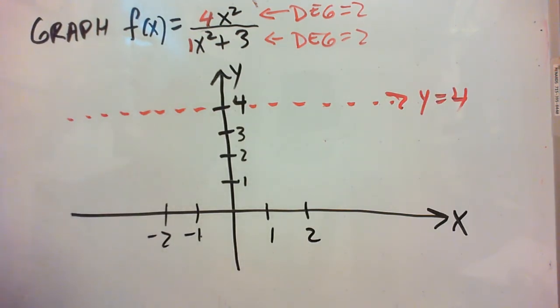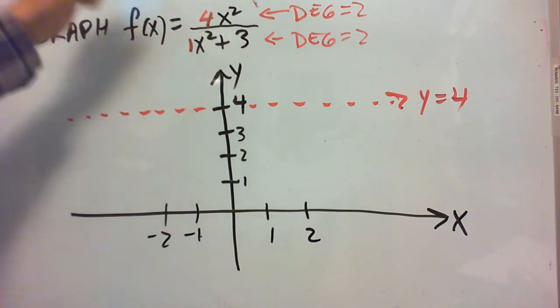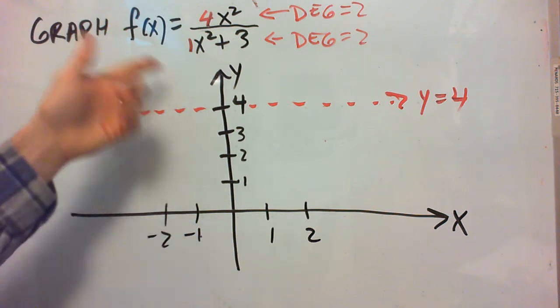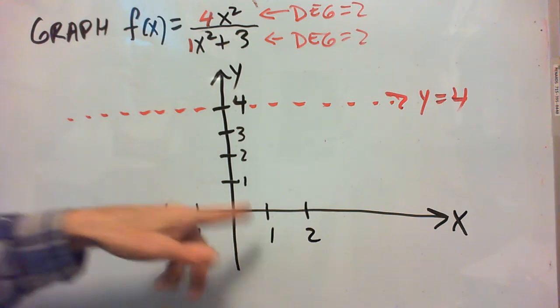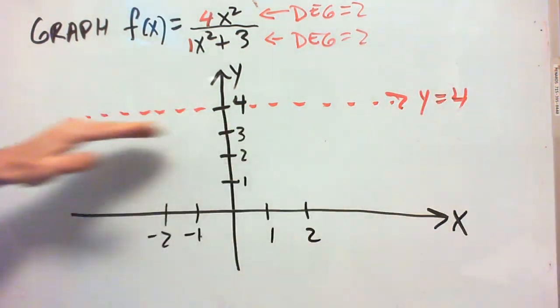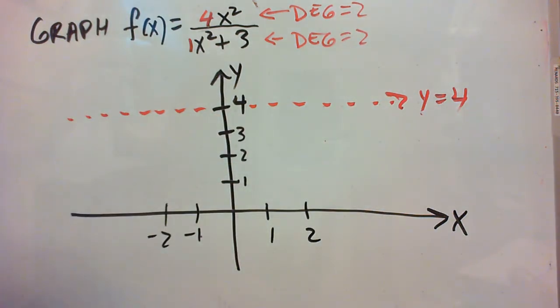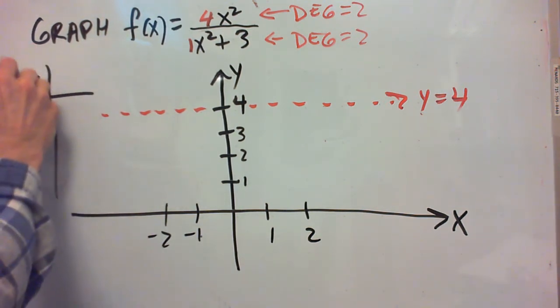So we plot y equal 4, and a lot of times students are wondering, well, what points do I pick? First of all, this is an even function again. We have x squared and x squared. Opposite x values will give me the same y value. That means the left side is a mirror image of the right side. We know what the function does way out on the right, way on the left. It's going to approach that horizontal line. We just don't know what's going on in the middle.